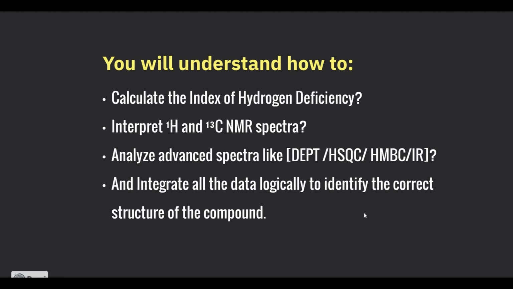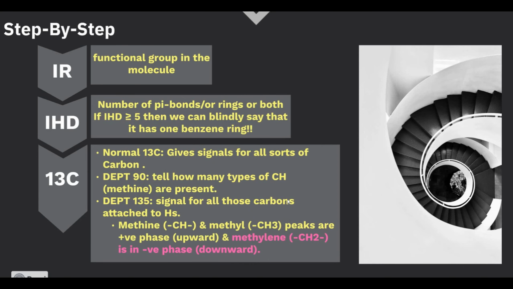By the end of this video, you will understand how to calculate the index of hydrogen deficiency, how to interpret 1H and 13C spectra, how to analyze advanced spectra such as DEPT 90 and DEPT 135, and how to integrate all the data logically to identify the correct structure of the organic compound. I follow a specific step-by-step process for determining the structure of an organic compound, and I would like to recommend you to follow the same approach.